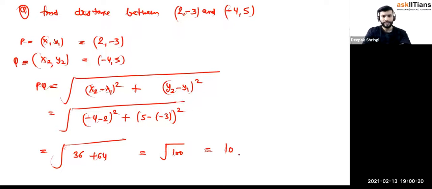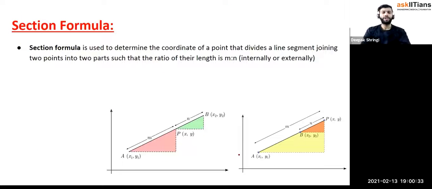Yeah, absolutely, guys. Even if you put x1 y1 as minus 4 comma 5 and x2 y2 as 2 comma minus 3, still you will get the same answer. Don't worry about that. You are going to get the same answer always. Got it? Yeah. Next thing is called the section formula.